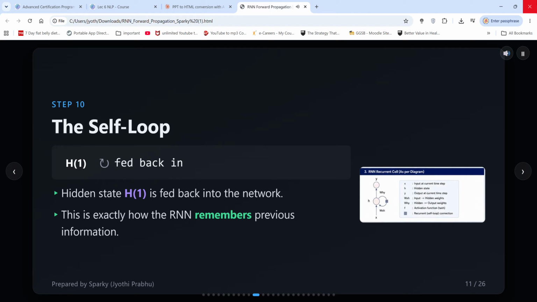Here's the key idea, the self-loop. The hidden state h1 doesn't disappear, it gets fed back into the network for the next time step. Look at the diagram on the right, that small square next to h shows exactly this self-loop connection. This is exactly how the RNN remembers previous information as it moves through the sentence.